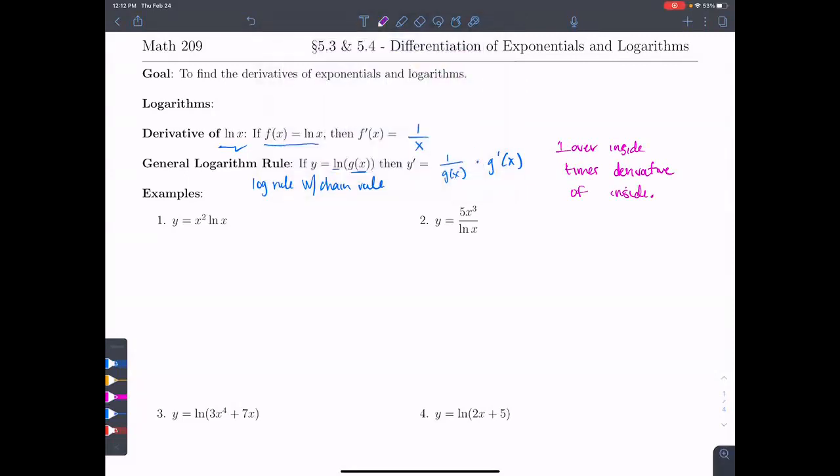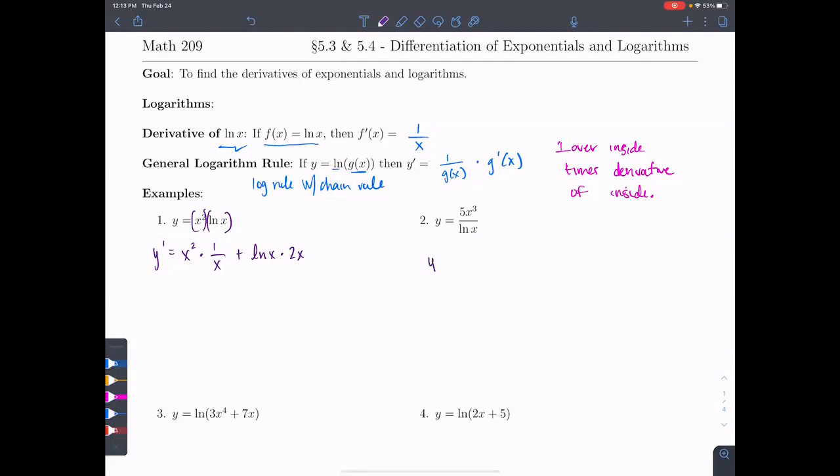So let's just start. We're looking at y equals x squared times the ln of x. This is going to be a product rule. So y prime is going to be first function times the derivative of the second. The derivative of the ln of x is 1 over x. So first one's derivative of the second plus the second times the derivative of the first. And we don't have to simplify, so we're done there.